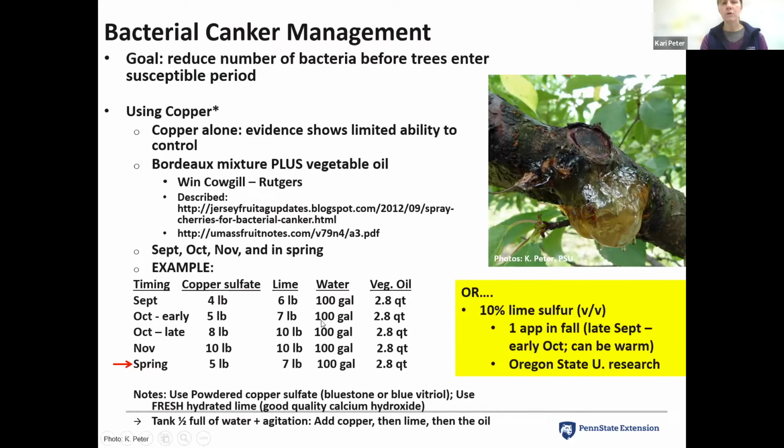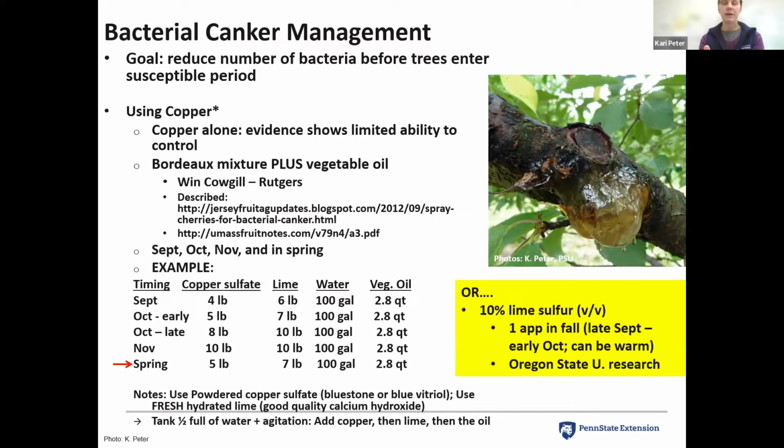So basically, you're increasing your rate of copper and your lime, and then adding pretty much the same amount of oil. The idea is that the oil supposedly acts as a safener. I'm not sure how much that will help, but it definitely will help penetrate the tissue, and that's really what you want. In this case, you want the copper to be penetrating. As far as a how-to, you want powdered copper sulfate and really fresh hydrated lime. As far as mixing, you fill a tank half full with water, add agitation, and add the copper, the lime, and then the oil to get everything mixed in. So that's one option.